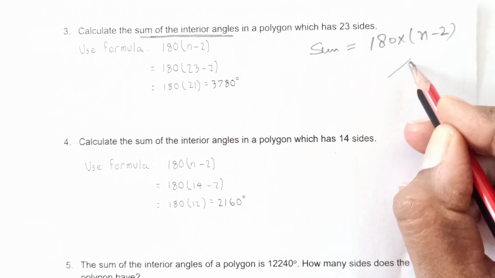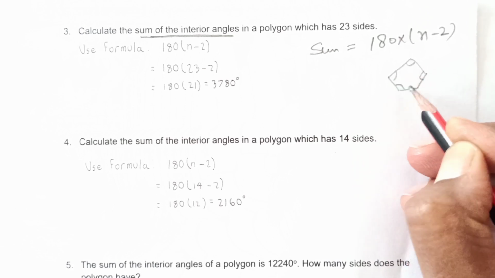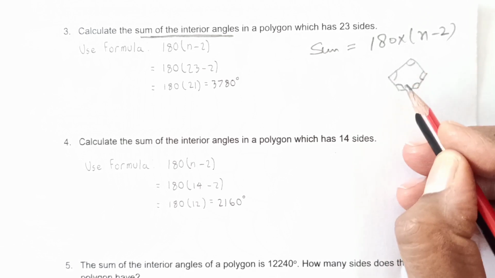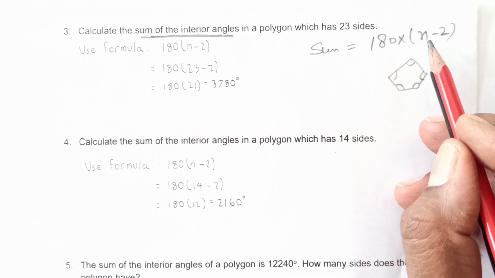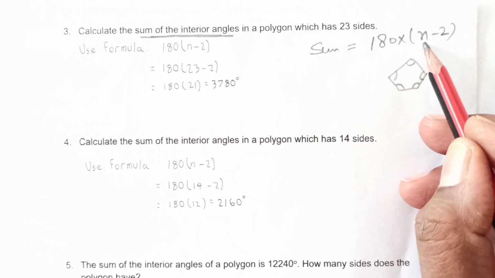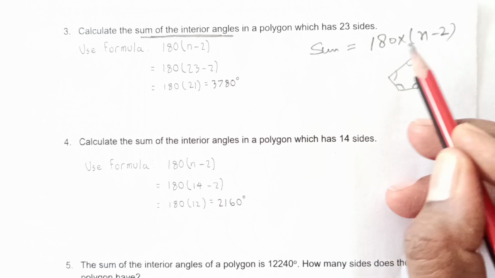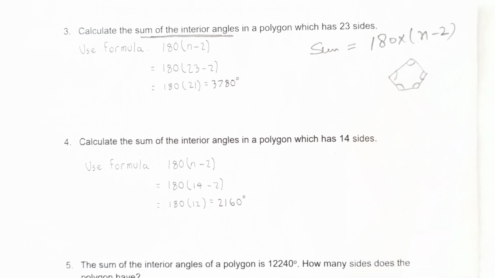Let me give you one example. Let's say I'm taking a pentagon. All these angles are interior, 5 angles. So this sum is always taken by this formula. So n is 5 here, so we will take 5 minus 2, which is 3, times 180. That will give you the sum of the interior angles, right?